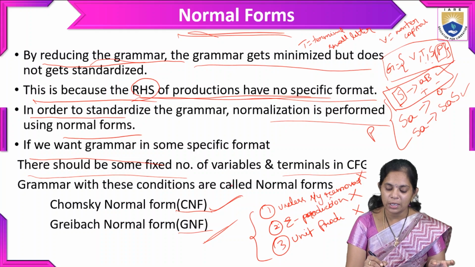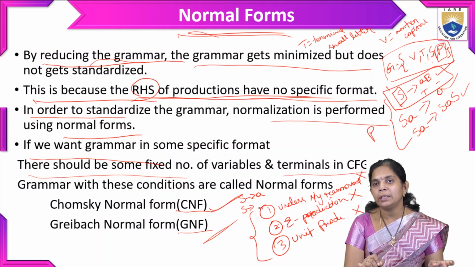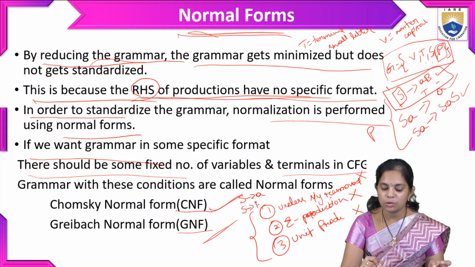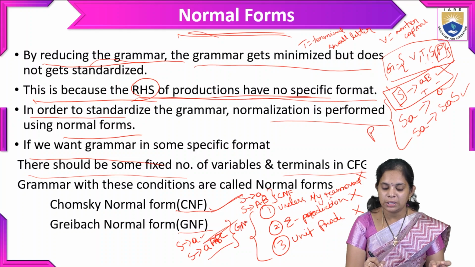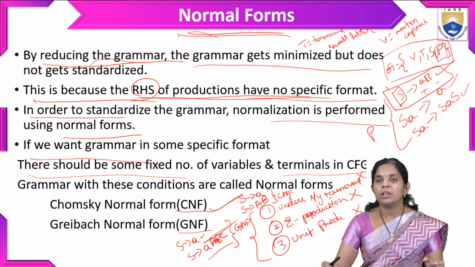Coming to the CNF, we need to maintain S tends to a terminal, and S tends to a combination of two non-terminals, like this. These are the two production rules for the CNF. And coming to the GNF, S tends to a terminal is accepted, and S tends to a terminal followed by n number of non-terminals, like A, B, C, like that we can write. These two are the conditions we need to remember for the GNF. So these are all about the normal forms.